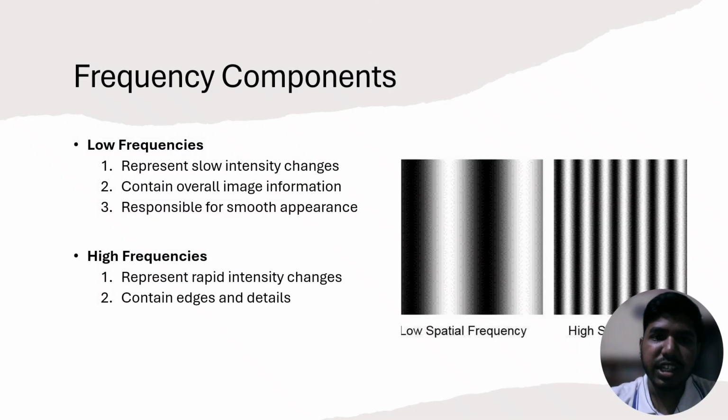An image contains low frequency and high frequency information. Low frequencies represent smooth areas and general shapes of the image. High frequencies represent edges, details, and sharp changes in brightness. By controlling these frequencies, we can smooth or sharpen an image.